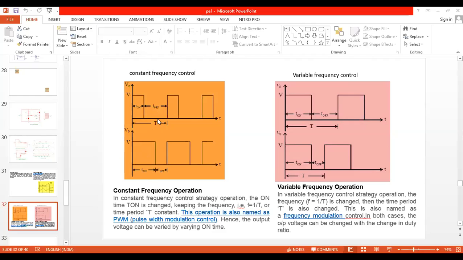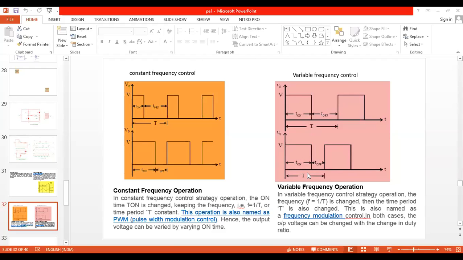So in simple words, constant frequency control technique involves change in the T on and T off, whereas variable frequency control technique involves change in the frequency. How to confirm the frequency is changing? Here we say T on and T off, this is the time period. But if you see the next example, the time period value has been decreased. Therefore, when time period changes, the frequency starts to change. Here we can show the maximum time period, here the minimum time period.